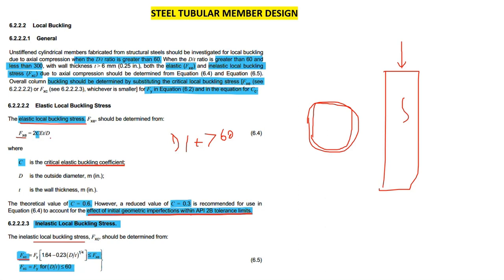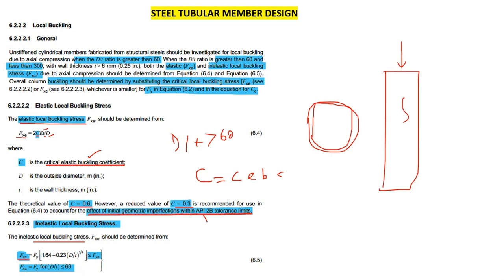So this depends on diameter, thickness, and the Young's modulus E value. And then C. C is the critical elastic buckling coefficient. This is very important. The theoretical value is 0.6. However, a reduced value of 0.3 is recommended for use in equation 6.4 to account for the effect of initial geometric imperfections within the API tolerance limits.